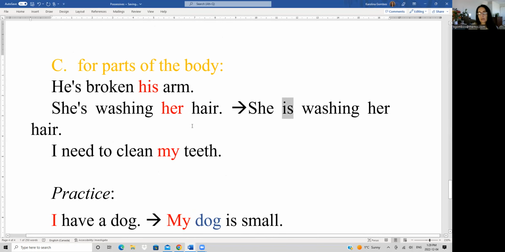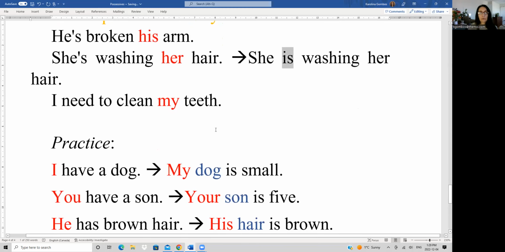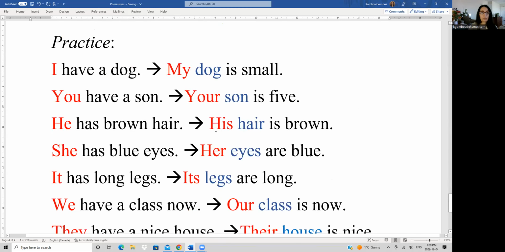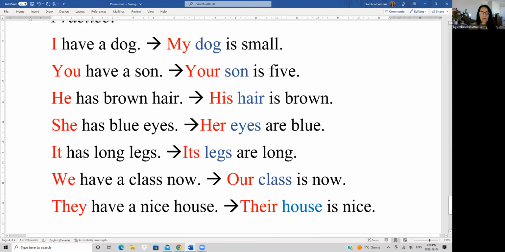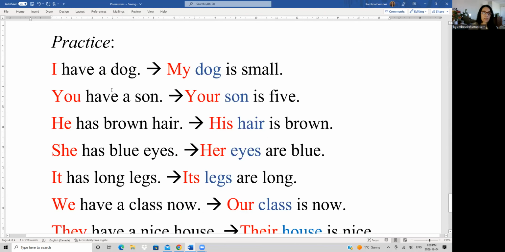My hair is brown. Your eyes are blue. Okay, and we have a couple of practice sentences. You remember for I is my, you is your, he is his, she, her, it, its, we, our, and they, their. Let's read it together.